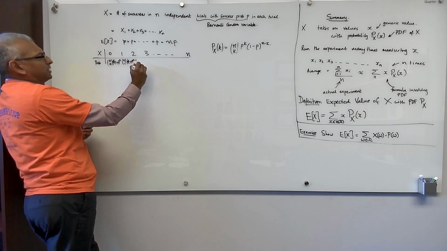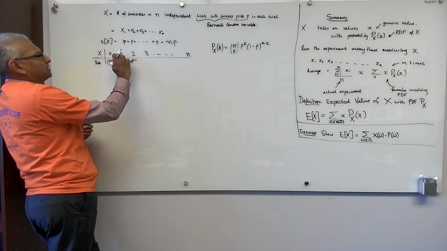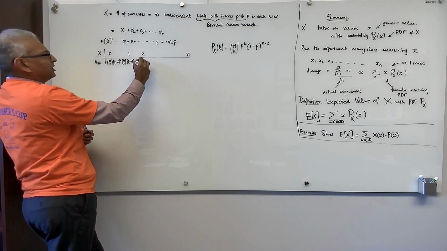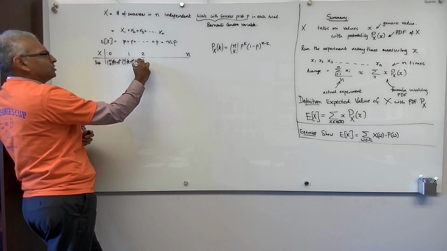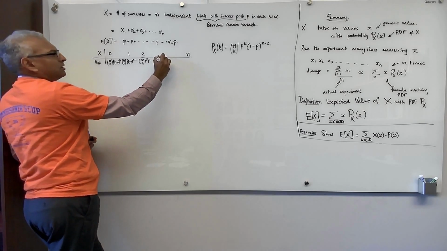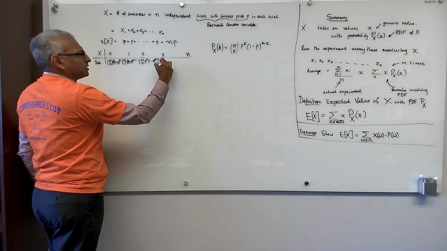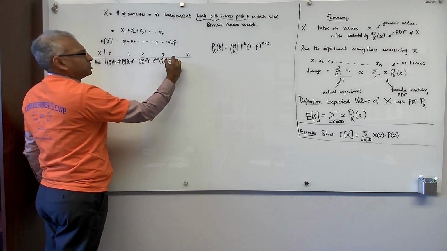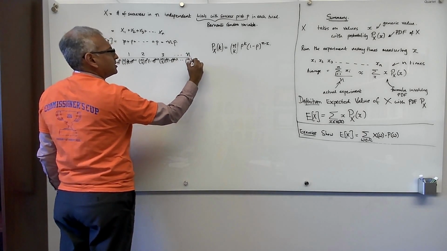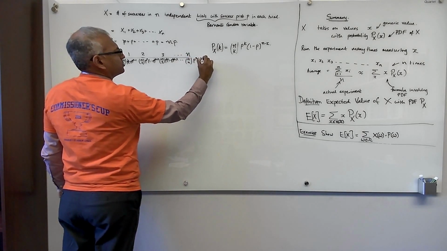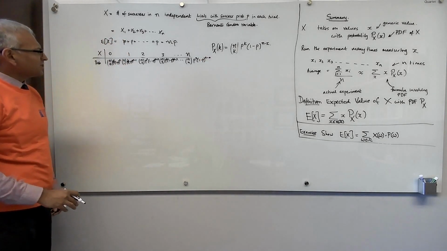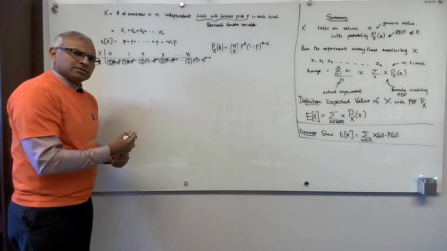Okay, and then so that's 0, that's 1. Then 2. The probability of getting 2 successes is n choose 2, p to the 2, 1 minus p to the n minus 2. And 3 would be n choose 3, p to the 3, 1 minus p to the n minus 3, and so on. n choose n, p to the n, 1 minus p to the n minus n, which is 0. Okay, so complicated.